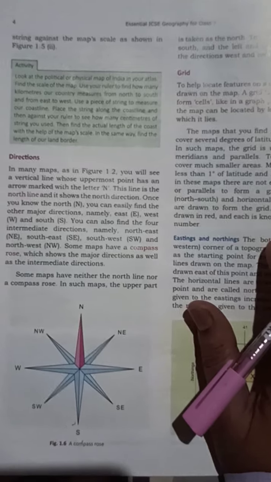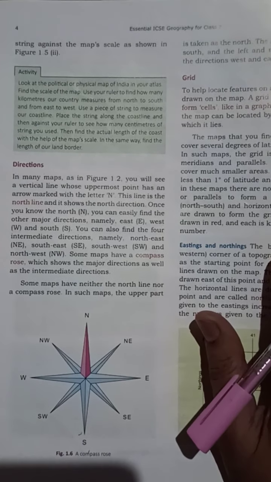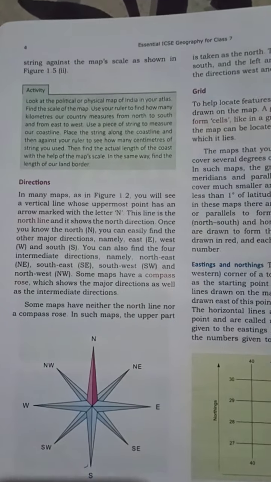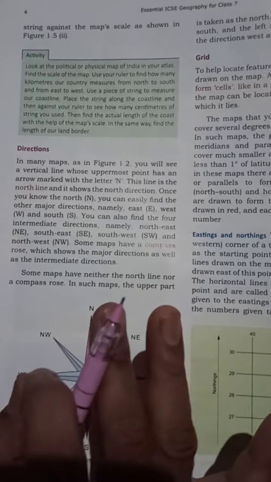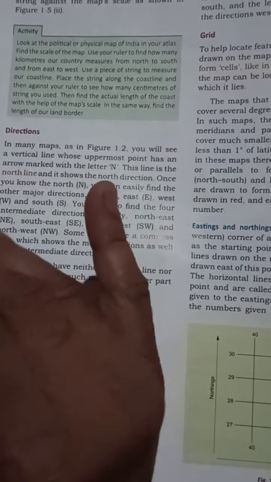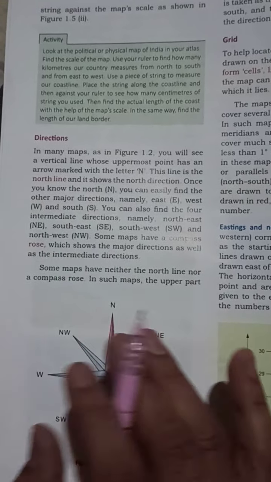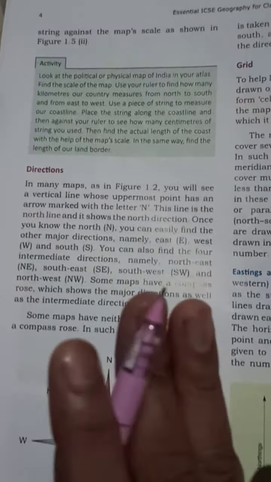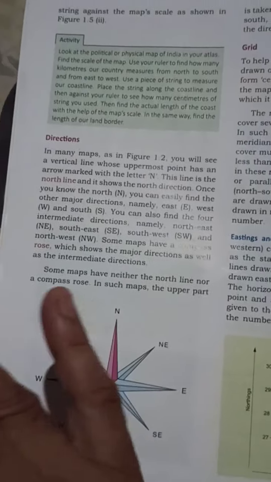Next, directions. First of all, I will explain the meaning of directions. Direction is defined as the path that something takes, the path that must be taken to reach a specific place, the way in which something is starting to develop, or the way you are facing.